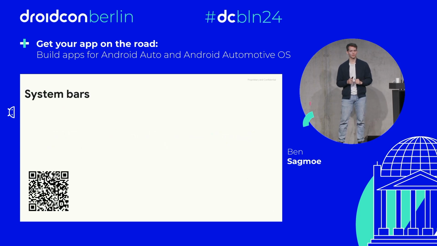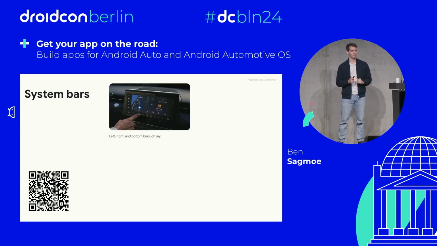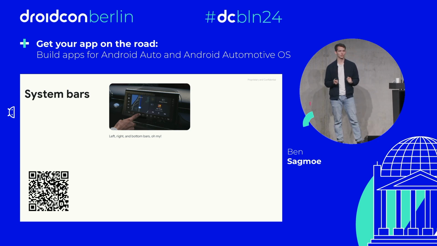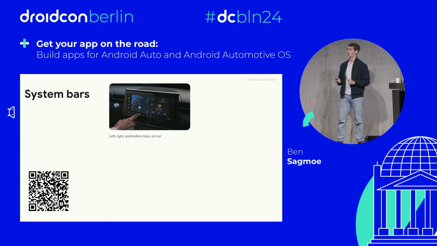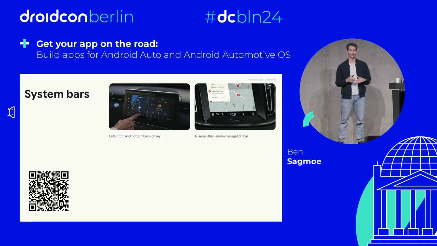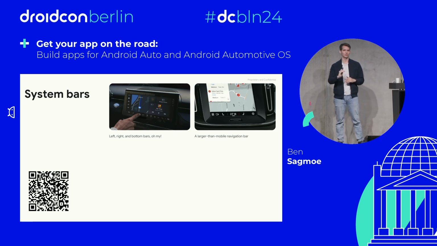And then next up is system bars. So there are a few things to consider here. The first is that system bars might be sized and positioned differently than on other form factors. For example, they might be positioned on the left, right, and bottom, like in the example here. Or even when they're normal, like a status bar on top and navigation bar on bottom, they're usually a lot bigger than on other form factors. So if you're using a fixed dimension padding to avoid system bars, that might not work on automotive anymore.